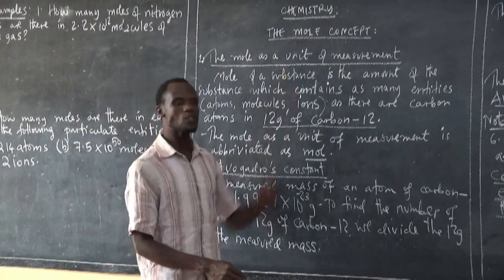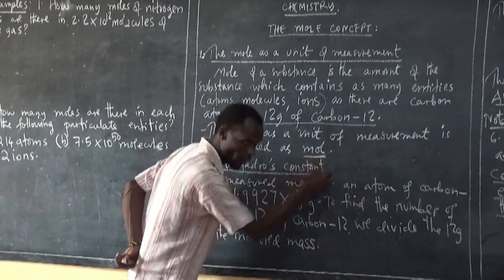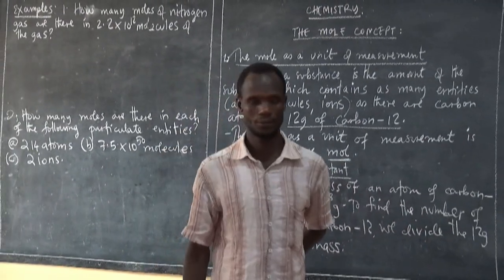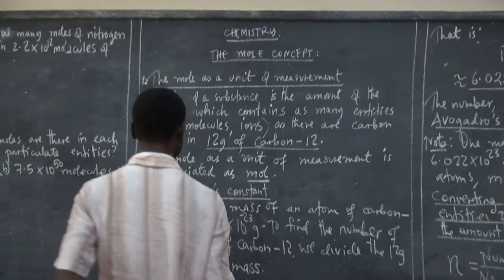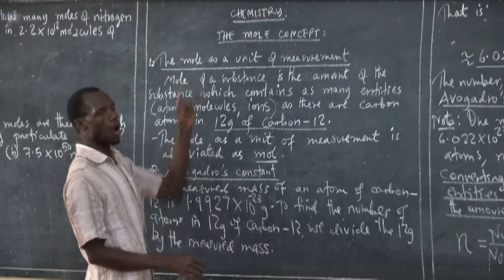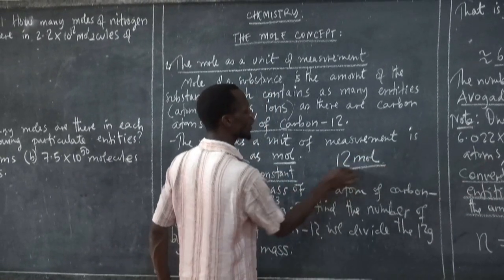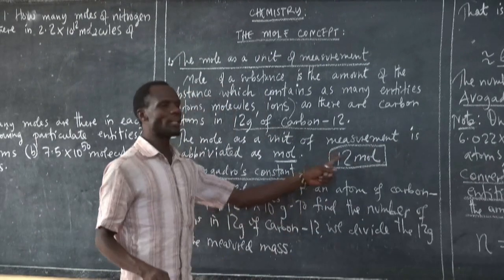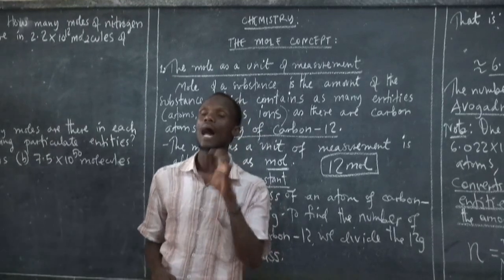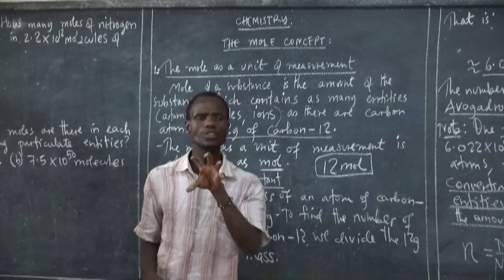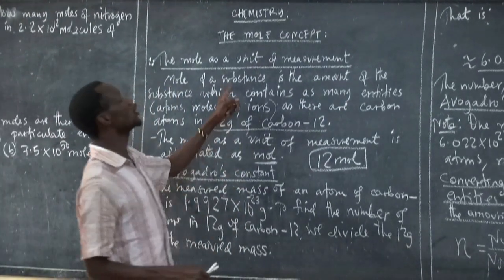Now, the SI unit of this is the mole, and it is abbreviated as mol. That is the first thing. Whenever you are talking about moles, if you have 12 moles, you write 12 mol like this. This is the abbreviation. Whenever you have written this, you mean the amount of the substance. It is called the amount of the substance, and that is from the definition.